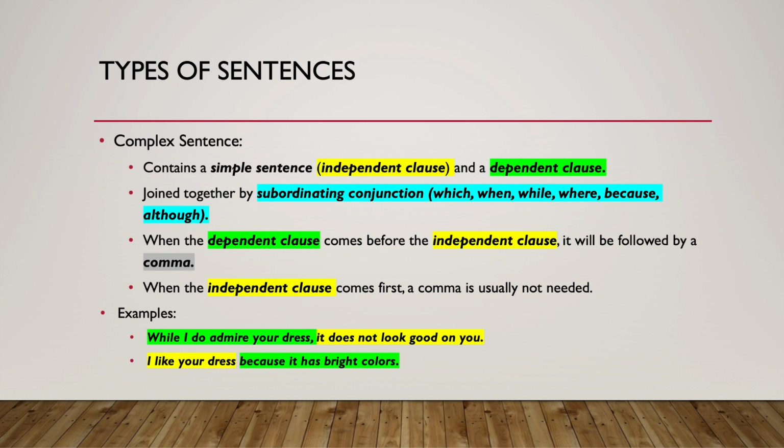I like your dress because it has bright colors. The first part of that sentence, I like your dress, that's the independent clause, the complete sentence. Because it has bright colors, that's the dependent clause. You don't ever use a comma before "because" when it's in the middle of a sentence. Okay, let me repeat that. Don't use a comma before "because" when it's in the middle of a sentence. It's not necessary, and your professor will most likely mark that.